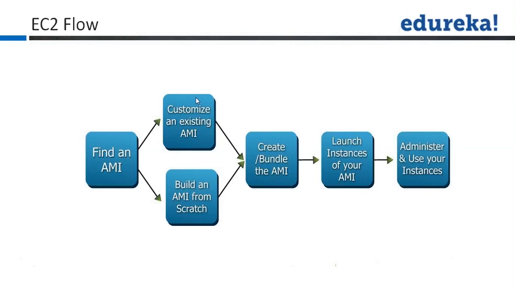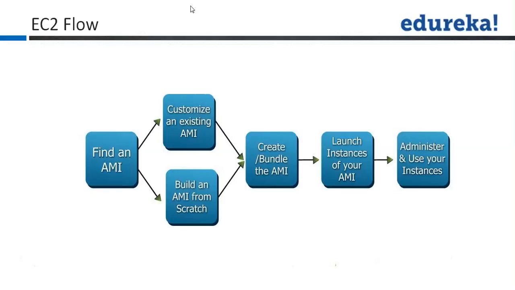Now let's understand how this EC2 instance works. Generally you have to find an AMI. One good point from Shiva Kumar, who asks what about the license on those AMIs of the operating system? I'll come to that in a while.